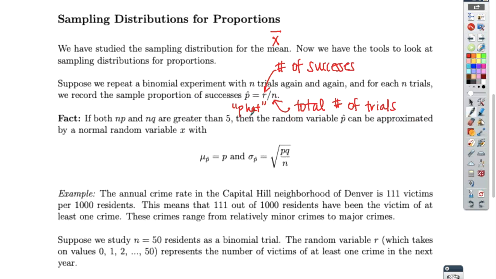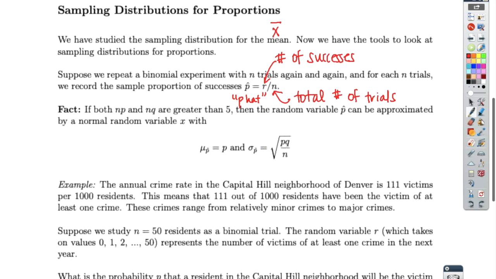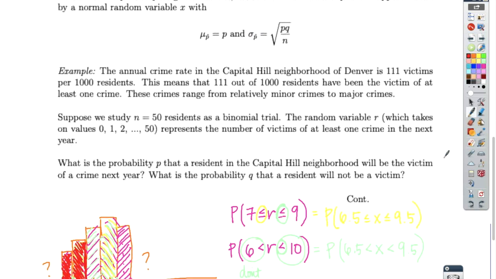Okay, the fact is, if np and nq are greater than 5, that is a really important criterion that always has to be met, then the random variable p hat can be approximated by any random variable x with the mean equals p, probability of success, and the standard deviation equals the square root of pq over n. So that's nice. Now we have a formula for the mean and the standard deviation, and honestly, they're really friendly formulas. So let's put this to work.